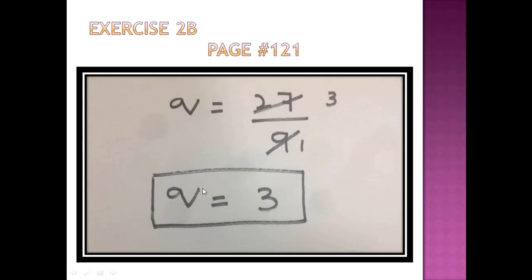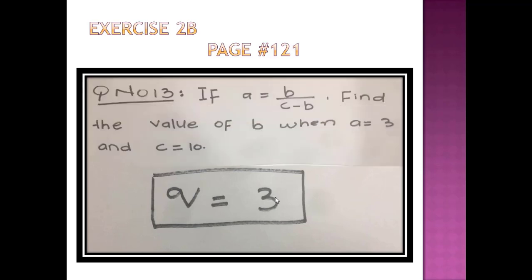In the next step, q is equal to 27 divided by 9, because in the last step 9 is multiplying with q, so if we shift it here, our 9 is dividing. Now here we cut it, like 9 1s are 9, 9 3s are 27. So our answer is q is equal to 3.